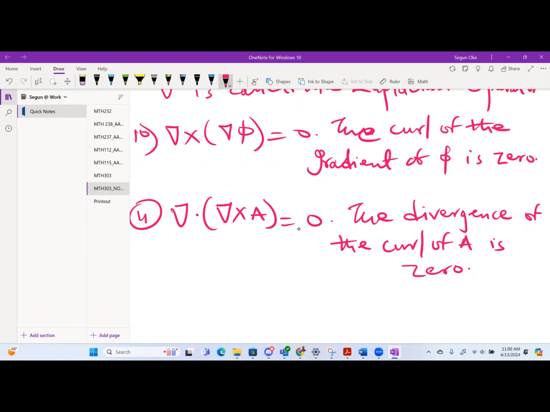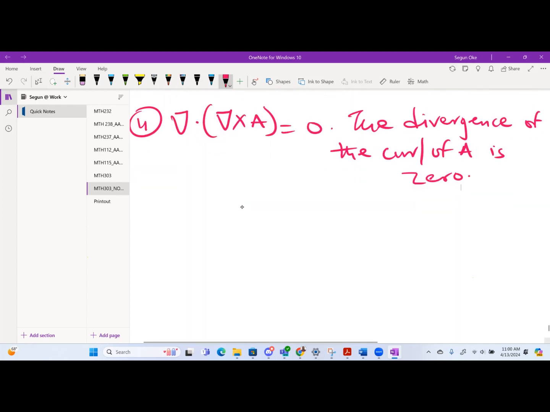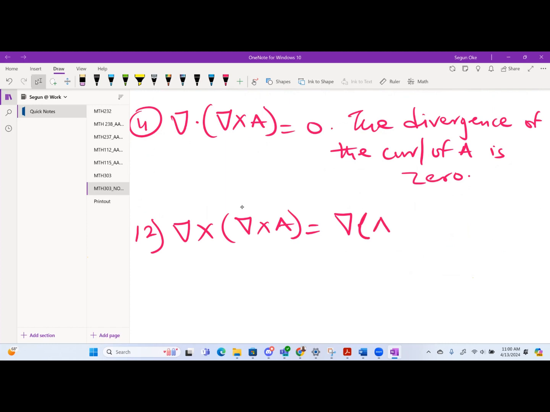And the last but not the least says del cross del cross A is the same thing as del of del dot A minus del squared A. So let's take note of all these rules. We'll be applying them as time goes on. Are we together?